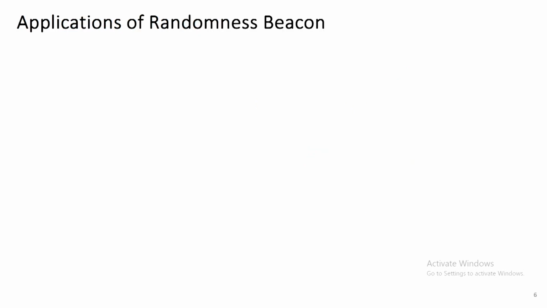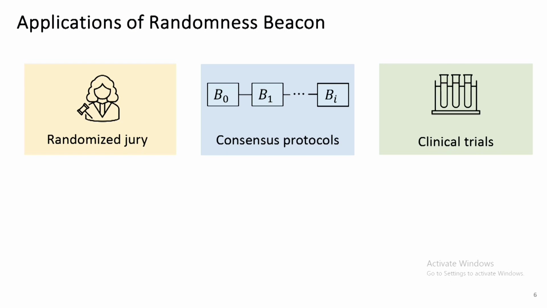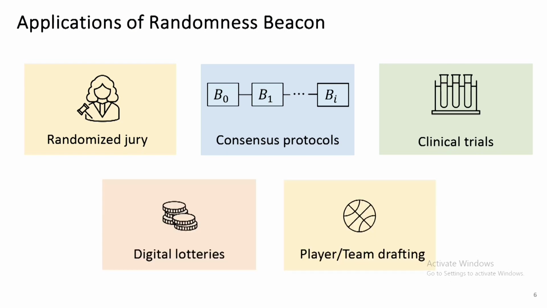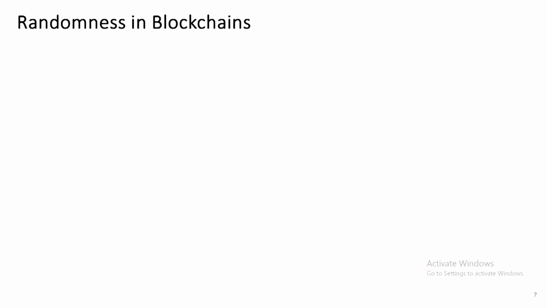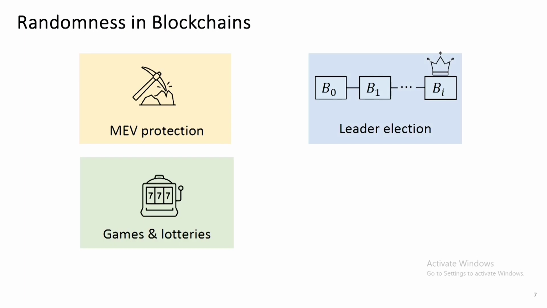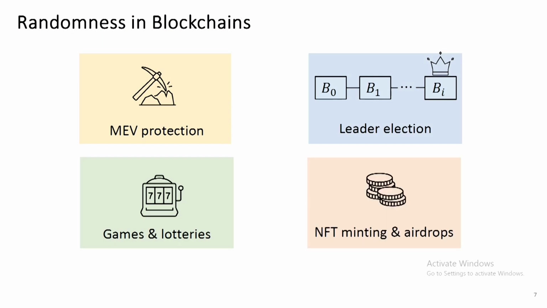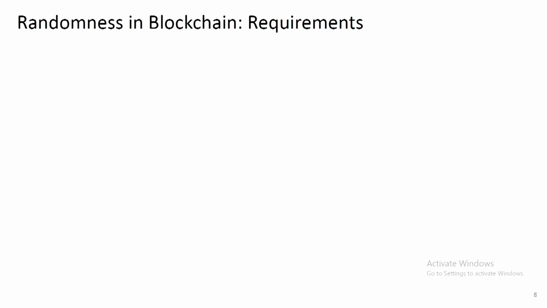There are many applications of randomness beacons. In general, anywhere you want randomization, you can use it: randomized theory, consensus protocols, clinical trials, digital lotteries, team drafting, player drafting. But this session is about blockchain, so randomness beacons also have applications in blockchain. For example, we can use it to protect from MEV. Leader election you have seen, and also games and lotteries. These are popular use cases of blockchains, and also NFT minting and airdrops, and possibly many more.